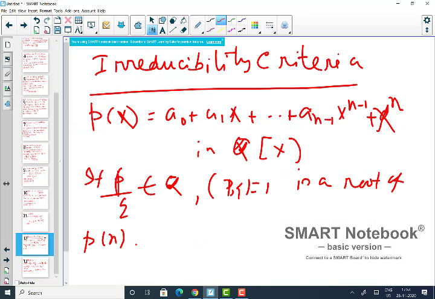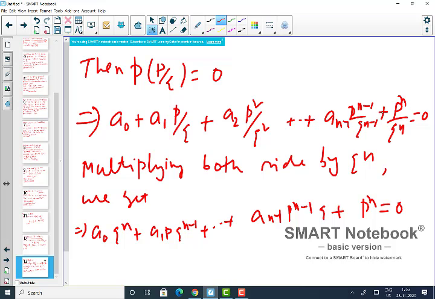Do I need a monic polynomial? Yeah, I think without monicness also you can prove it. So let us prove it for a general polynomial first, then the monic polynomial case will come directly. So for a general polynomial, you can have a_n x power n, right? So in general, if you have a_n here, then a_n here as well.